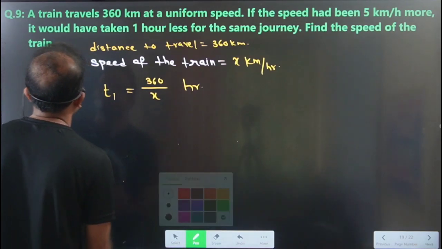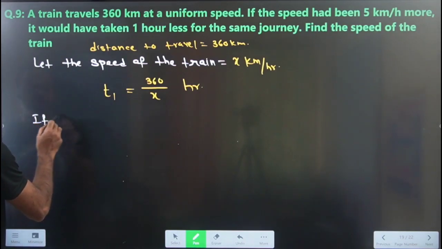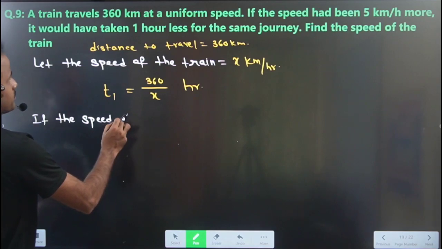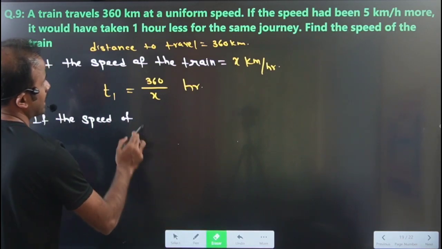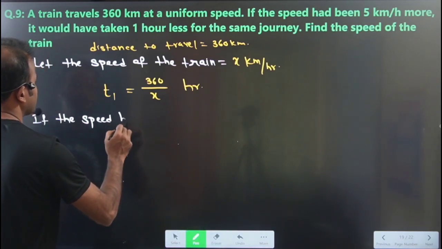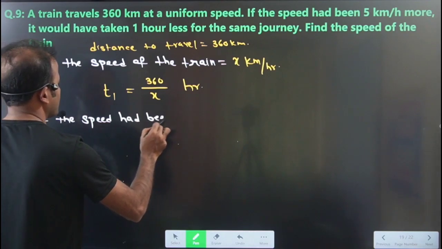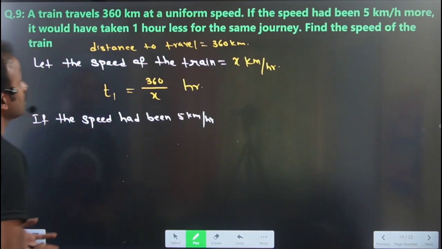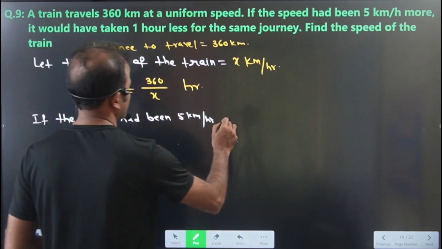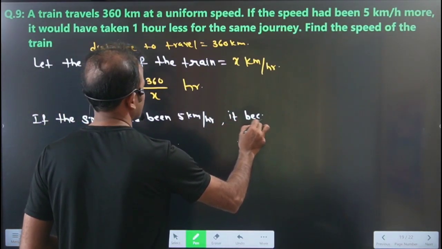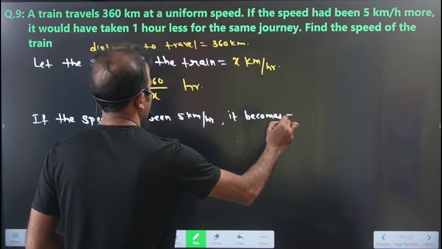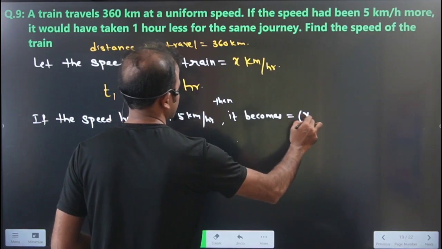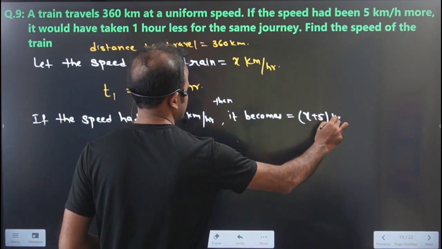If the speed of the train had been 5 kilometers per hour more, then what is the time? If the speed had been 5 kilometers per hour more, then it becomes x plus 5 kilometers per hour.